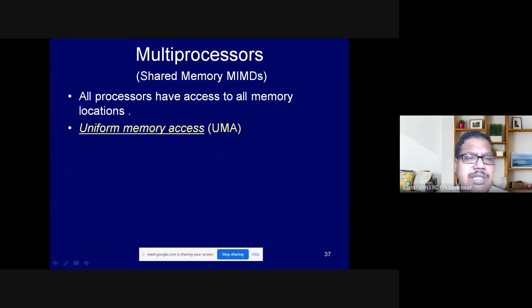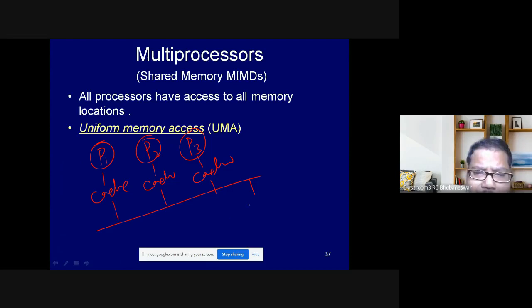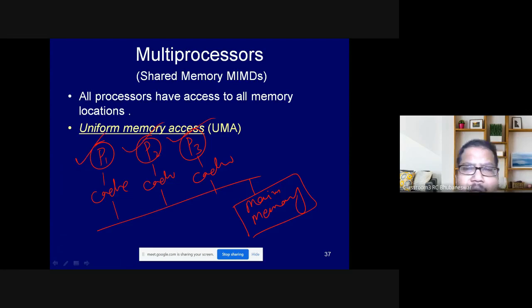When we try to understand what exactly uniform memory access is, I could say I am working on a client-server model. That means I have a processor, another processor, and another processor. Let's take P1, P2, P3, each connected with a cache. Now this is further connected to an IO device, and this IO device is further connected to a common main memory. This common main memory is supposed to supply the data for processor 1, processor 2, processor 3, and so on.